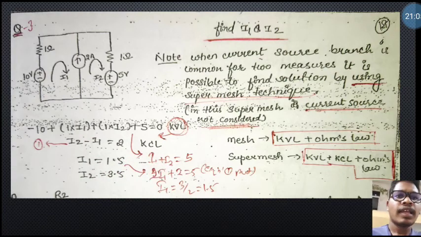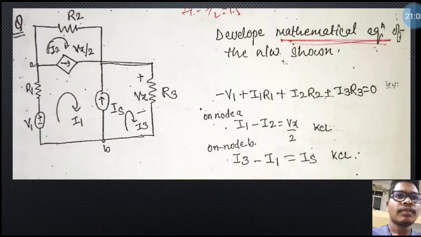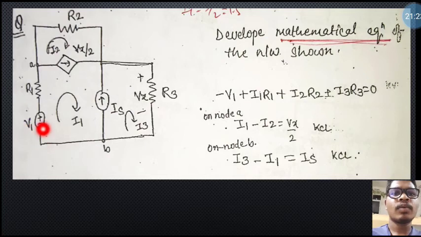So do more and more problems like this. Okay, so now see another question. It is asking to develop the mathematical equations for the network. This is a very complex network. If you see, this is the voltage source V1 with the resistance R1, and this is the current source with a voltage controlled current source in parallel with R2 resistance, and this is the current source with parallel R3 resistance. This is the first mesh, the second mesh, the third mesh.